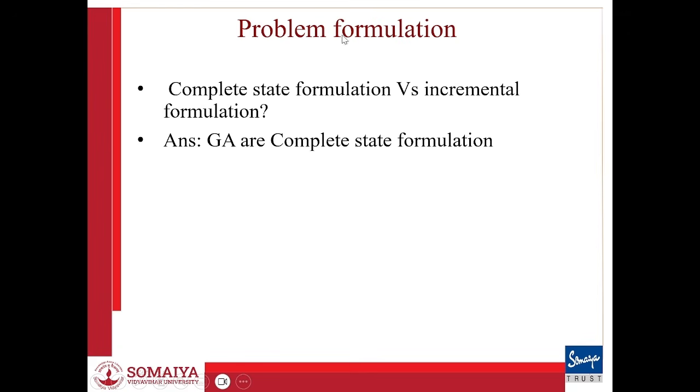While in complete state formulation, I'm going to add some or all queens randomly to the whole 8 by 8 board, and then I'll adjust the queens in such a way that no two queens are attacking each other in the same column, same row or same diagonal. So it takes less time. So GAs follow complete state formulation, wherein we create a chromosome and every chromosome is a candidate solution, good or bad, but they are candidate solutions.